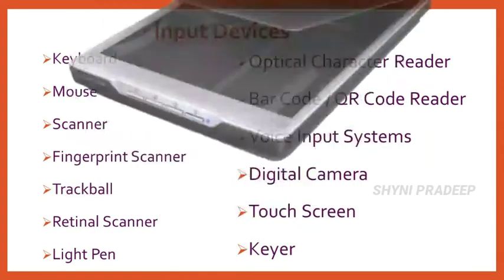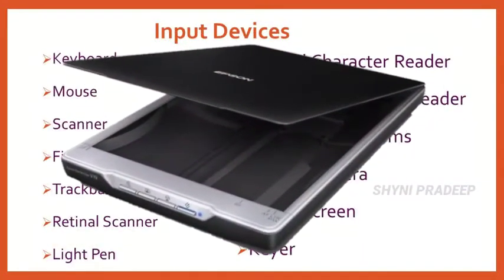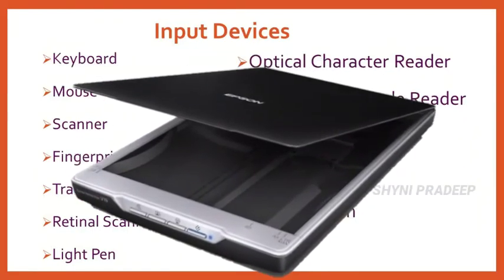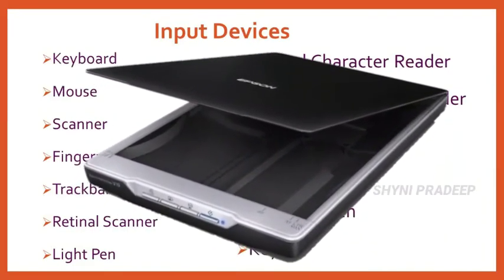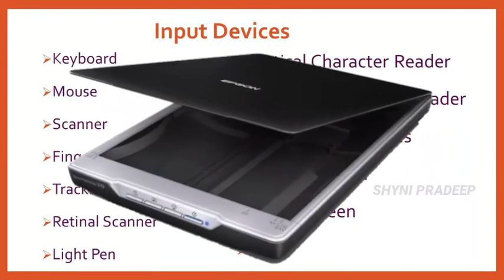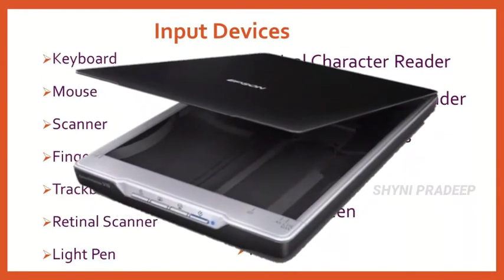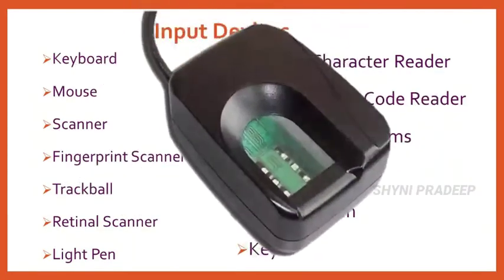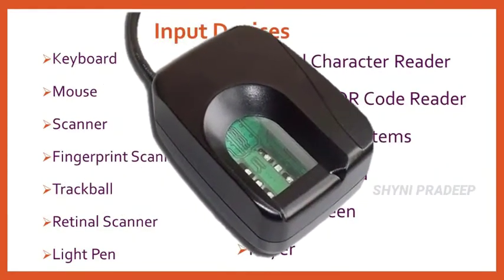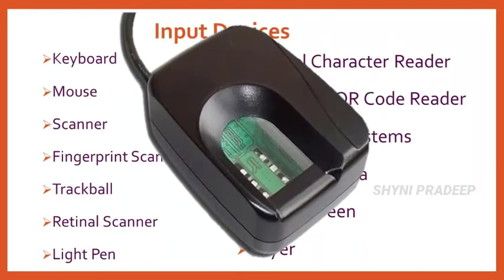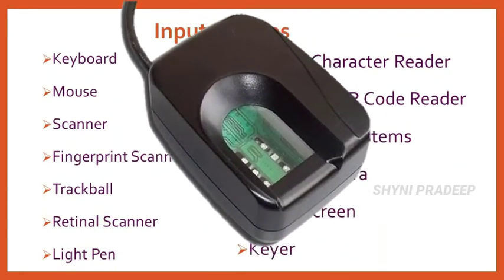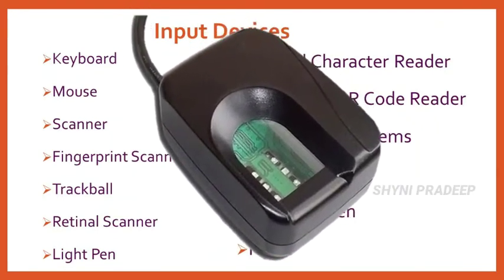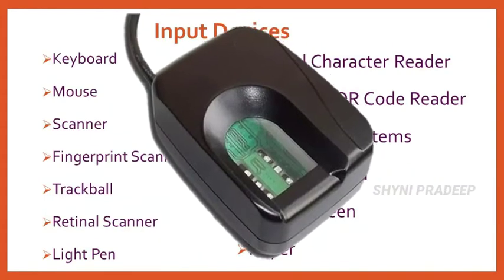Next input device is scanner. This scanner is used to enter the information directly to the computer. This device works like a Xerox machine. It converts any type of printed or written information including photographs into digital format. And the next, fingerprint scanner. It is a fingerprint recognition device. It is used for computer security. It is a very safe and convenient device for security instead of using passwords.